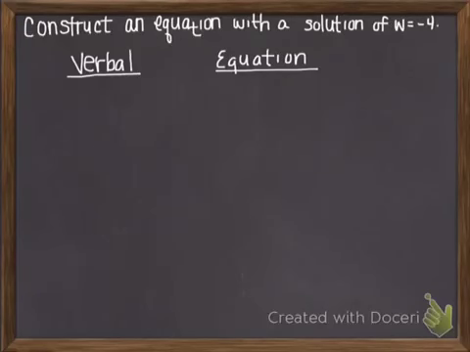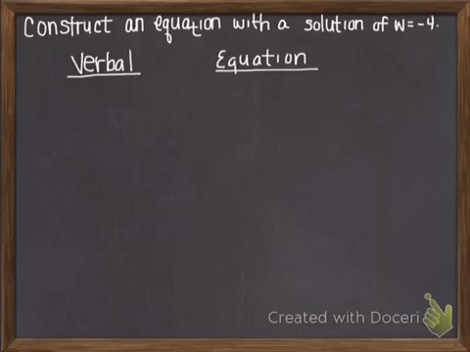Okay, so what we want to do here is construct our own original equation, and we want that equation to have a solution of w equals -4. We're going to work in two columns here. On the left side, we're going to write in verbal words what we're going to do, and then on the right side, we're going to show the resulting equation.